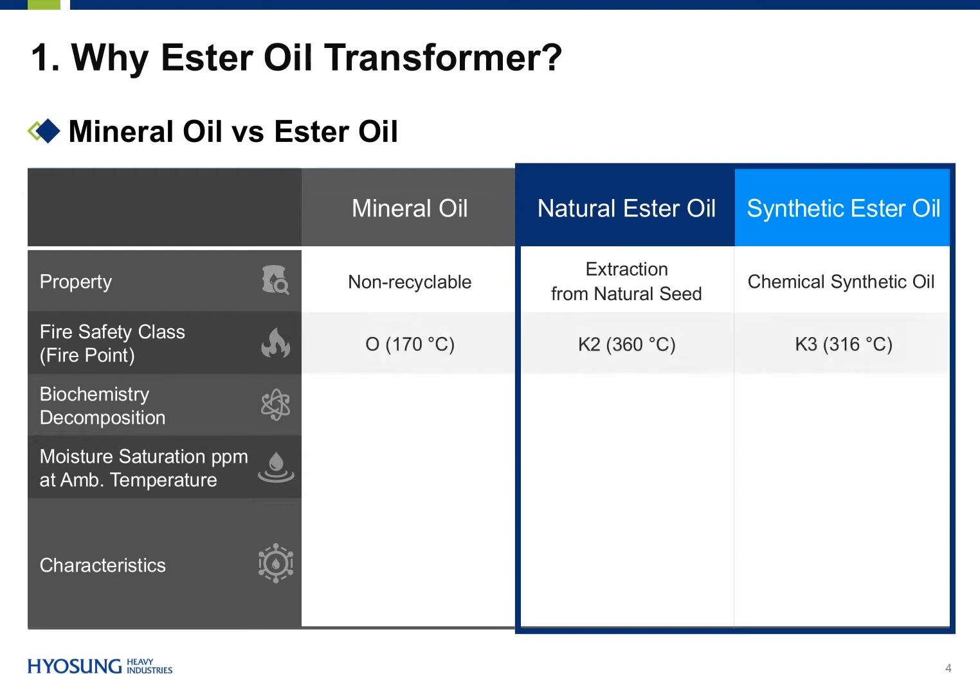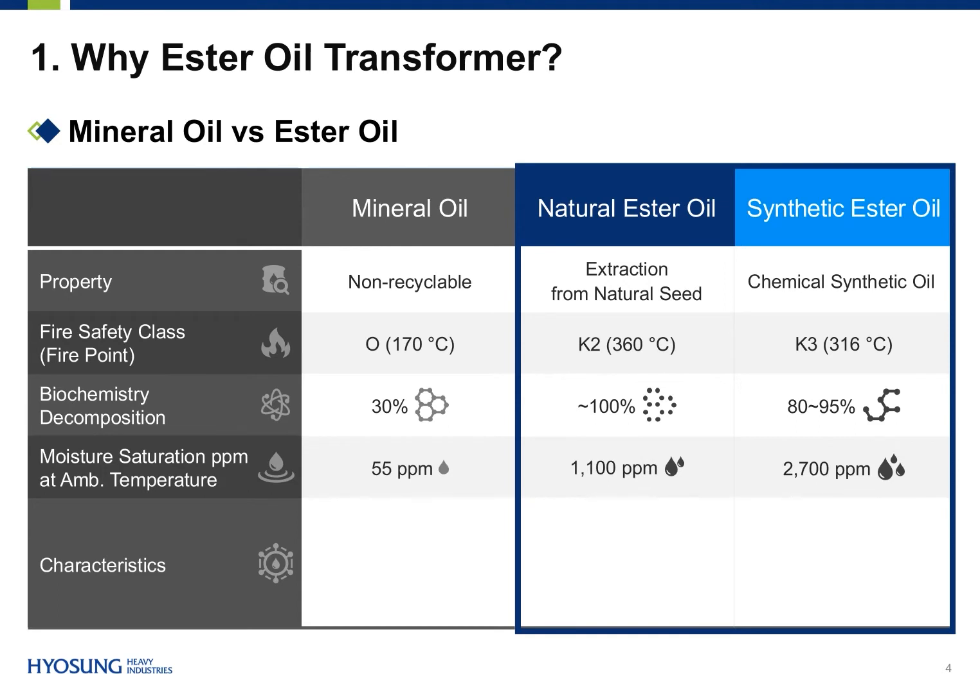The fire point of natural Ester Oil is 360 degrees Celsius, which is K2 class, and the fire point of synthetic oil is 316 degrees Celsius, which is K3 class, while the biochemistry decomposition of mineral oil is about 30%. Natural Ester Oil has approximately 100% biochemistry decomposition, and synthetic Ester Oil shows between 80% and 95%. Moreover, Ester Oil has a higher moisture saturation capacity than mineral oil. Therefore, the insulation material can have a longer service life.